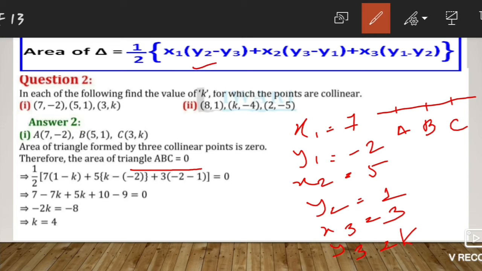You know the formula of the area of a triangle. Just in place of x1, y1, x2, y2, x3, y3, put these values. You will get an equation, this is equal to 0. That means k is equal to 4.